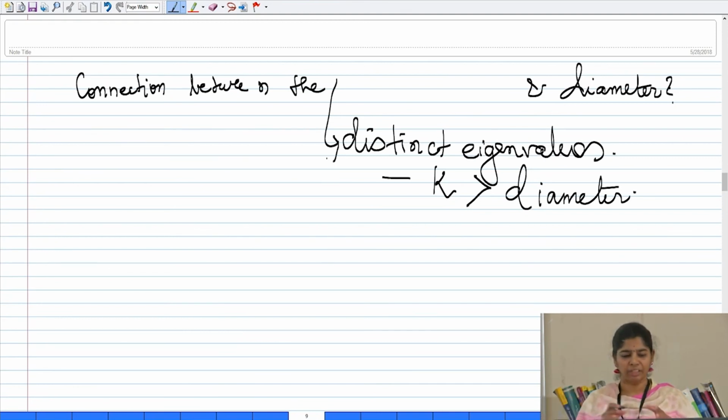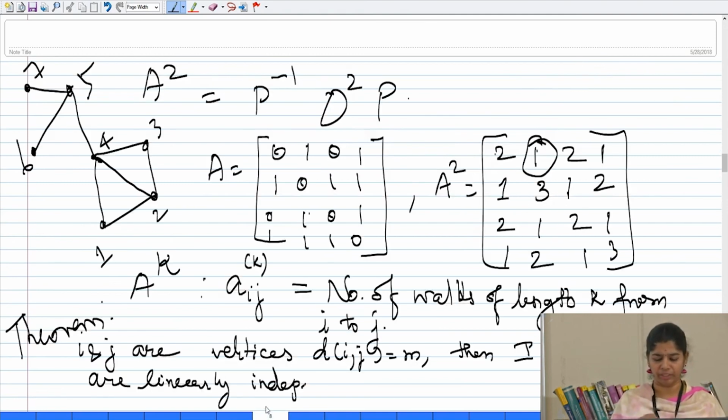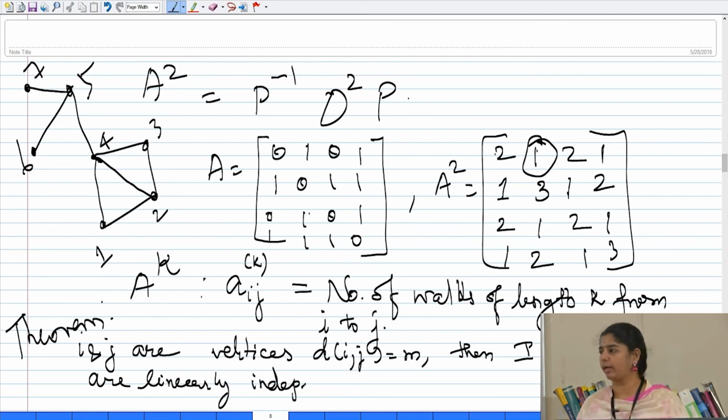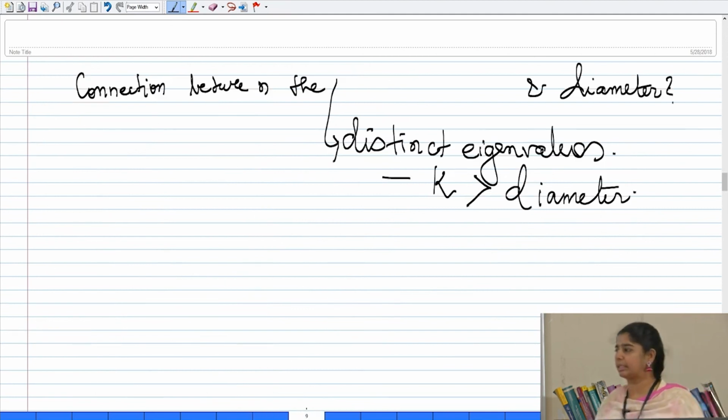So, at least from the previous discussion, what we can conclude is, since I know that there are m plus 1 entities here like I, A square, up to A power m, and they are all linearly independent, I should be able to see that there are at least d distinct eigenvalues present. In fact, it is greater than d. I said k strictly greater than the diameter.